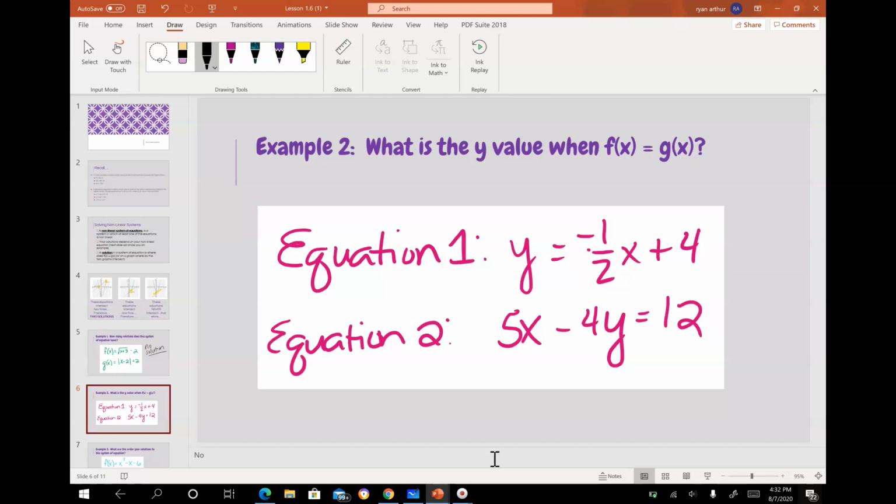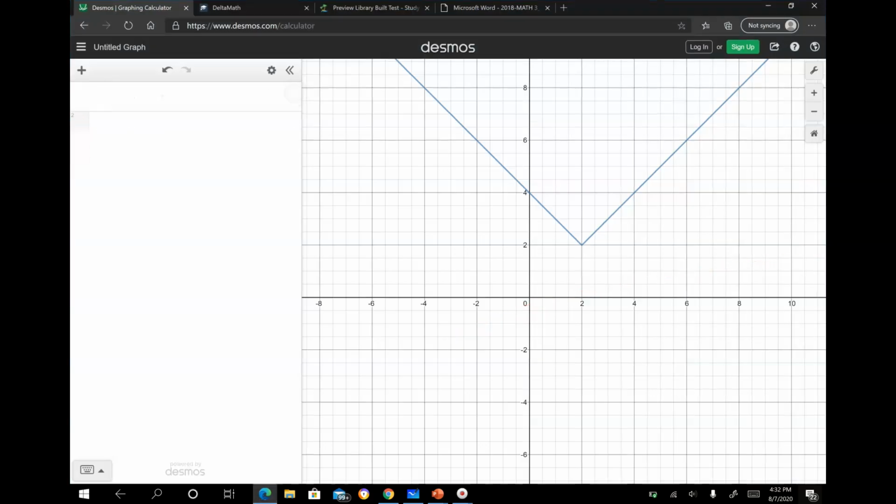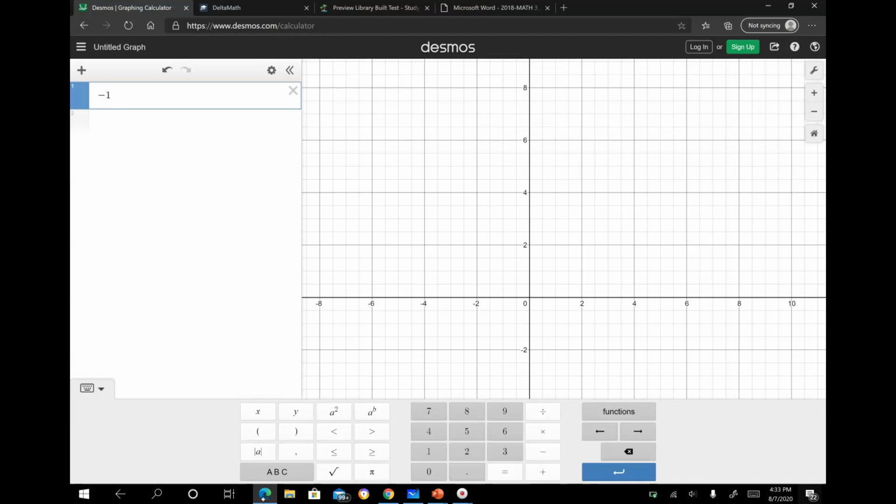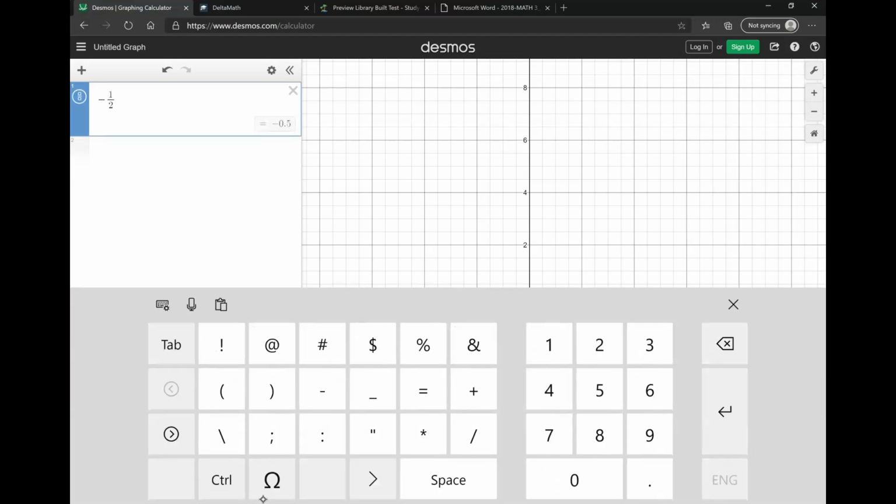Now, the great thing about Desmos is with Math 1, you would have to solve this equation for y before you could enter it into your TI-83. But with Desmos, you can type it in just how you see it and find the intersection. So we go back here, and we're going to type it in exactly how we see it. So it's negative 1/2 x plus 4, and then we can put the y in front.